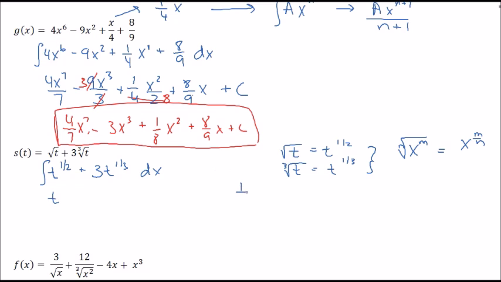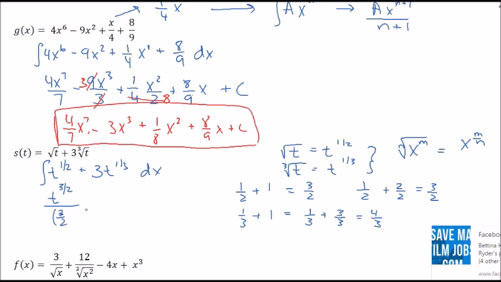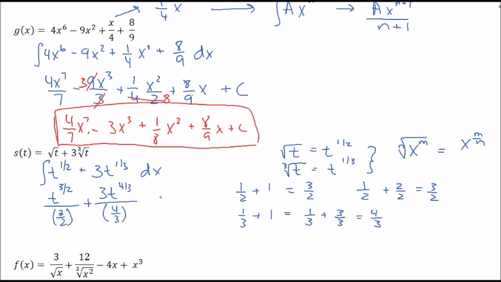So we're going to add 1 to the 1/2. That's 3/2, and we can use common denominators to find that. And then I'm also going to add 1 to the 1/3. Okay, 1 is equivalent to 3/3, so we add them up, we get 4/3. So now this is t to the 3/2 divided by 3/2 plus 3t to the 4/3 divided by 4/3 plus c.